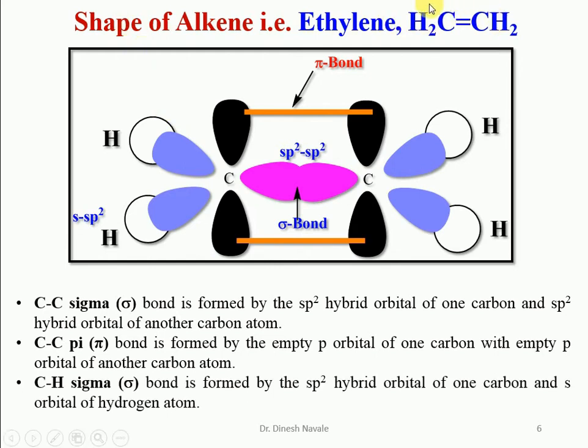All 4 CH bonds will be formed by the sp2 hybridized orbital of carbon and the s orbital of the hydrogen. So the carbon-hydrogen sigma bond will be formed by the sp2 hybridized orbital of the carbon atom and the s orbital of the hydrogen atom. So this is how the shape of the alkene is described using hybridization.